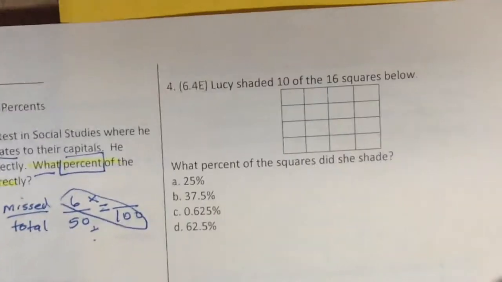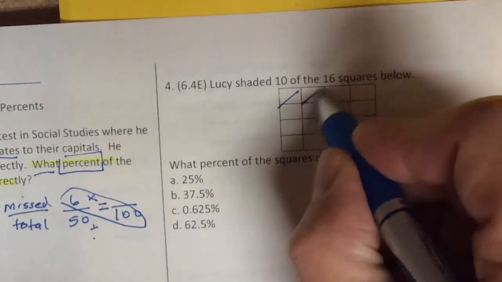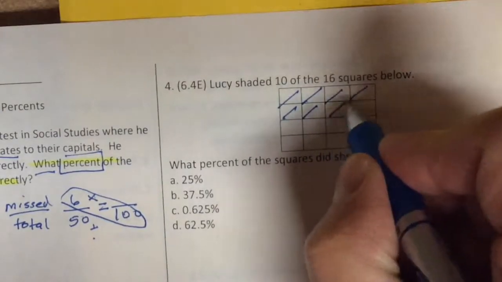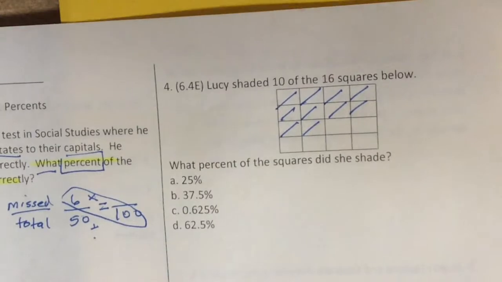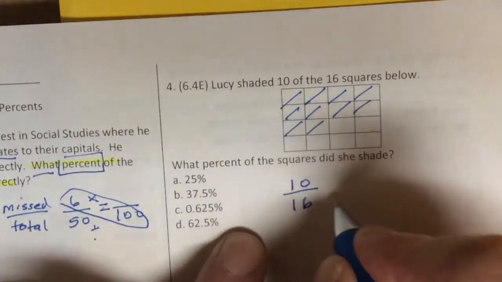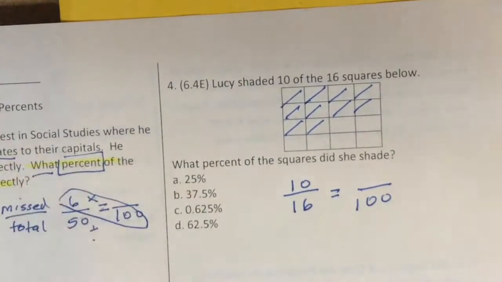Question 4. Lucy shaded 10 of the 16 squares below. I'm going to shade quickly. 1, 2, 3, 4, 5, 6, 7, 8, 9, 10. The question is what percent? So it's 10 out of the 16 squares is what percent?